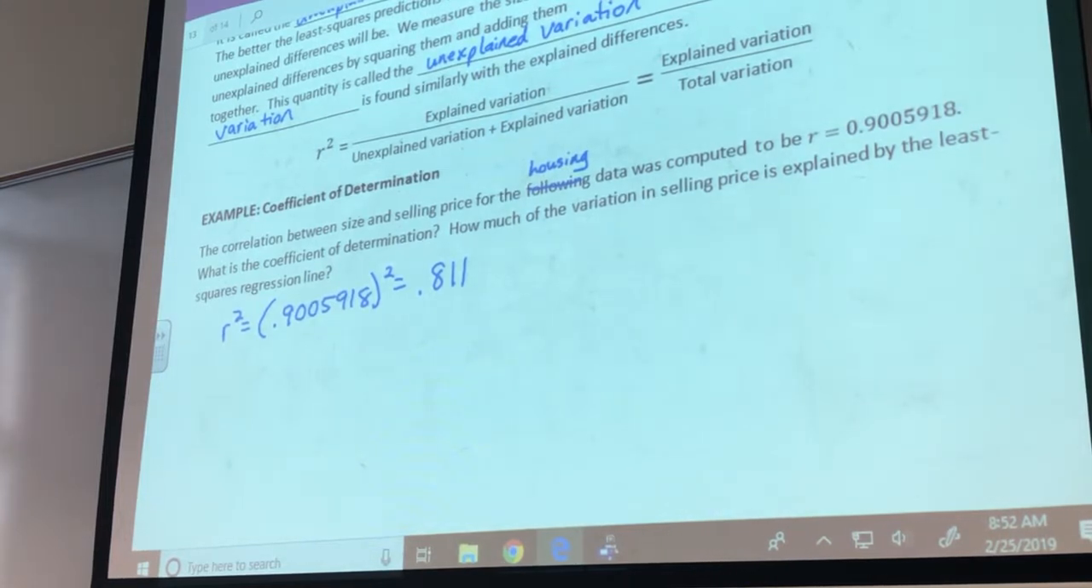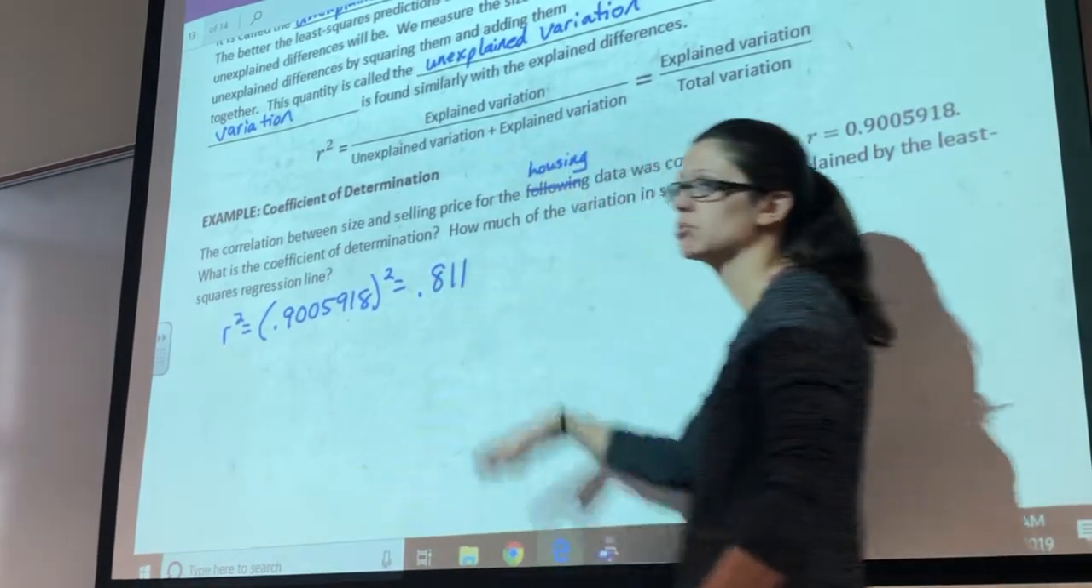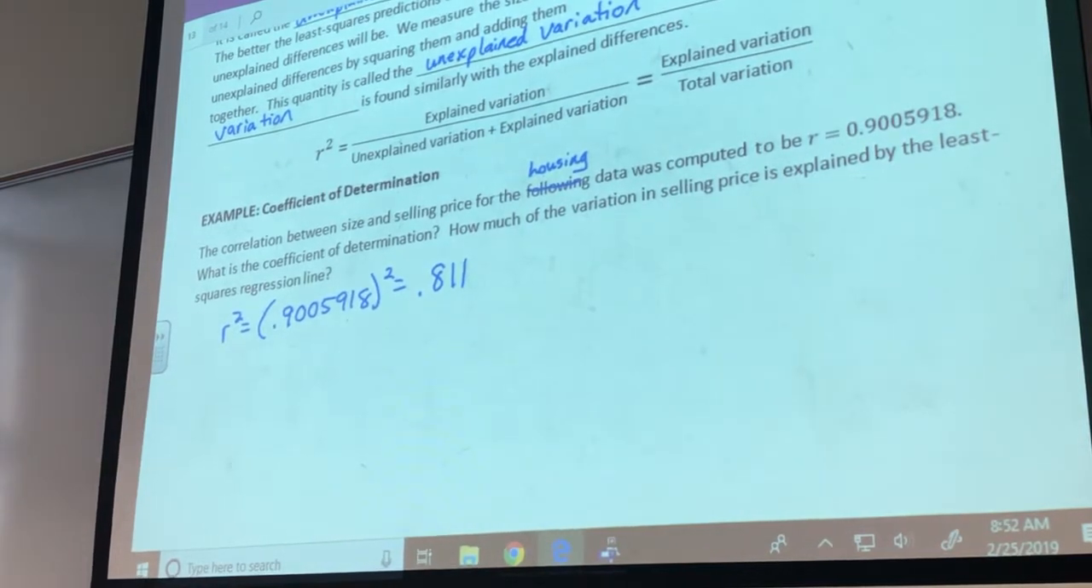So that's going to be part A, that's the coefficient of determination. You're just going to leave it as a decimal for that one. When they ask you on the homework, what's the coefficient of determination, you'll put 0.811.